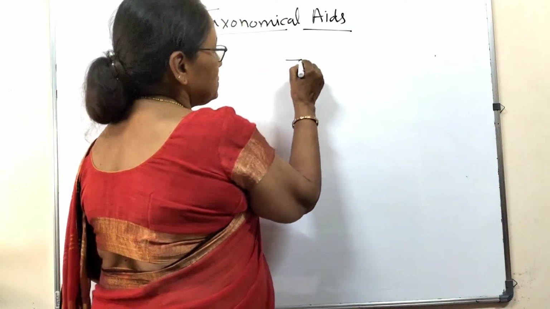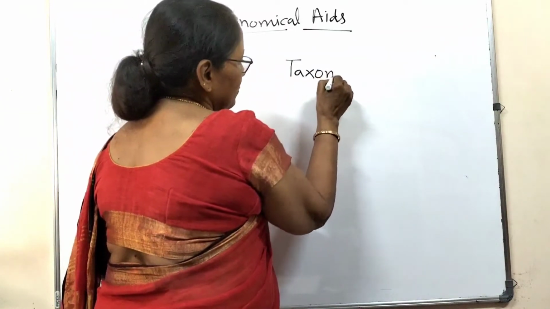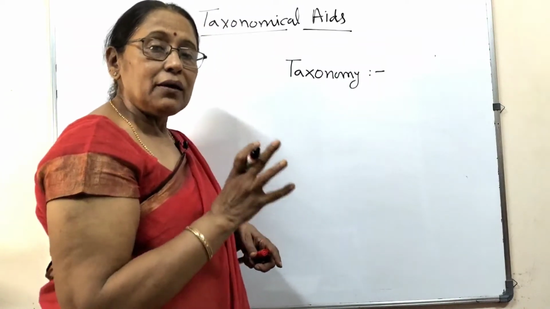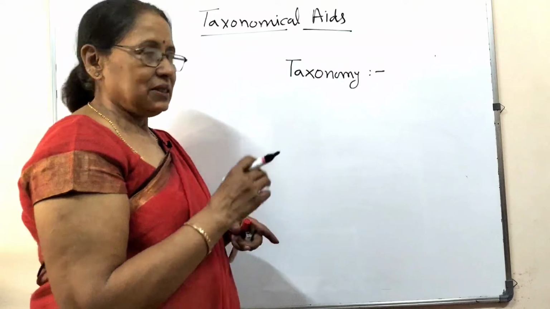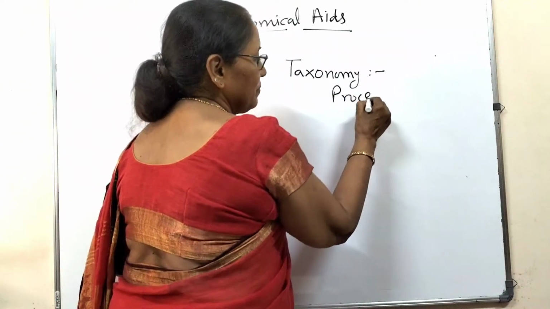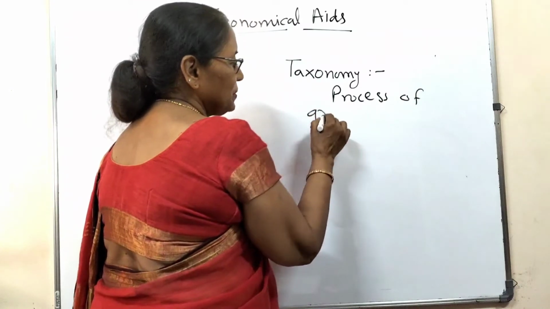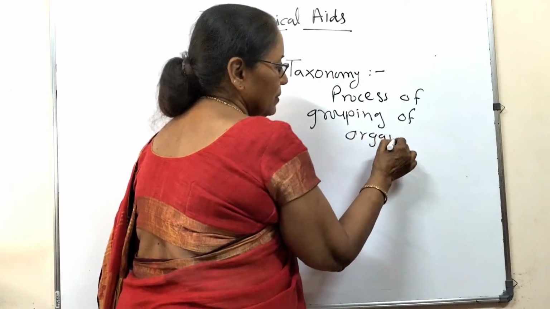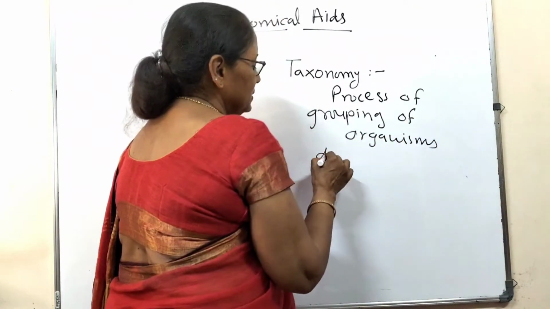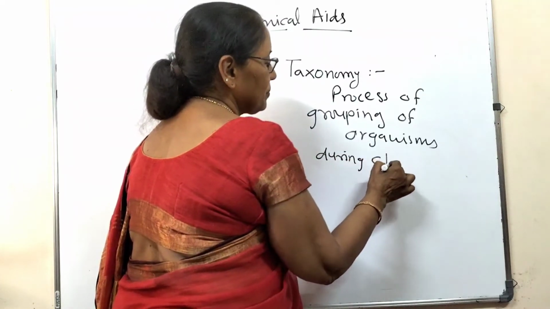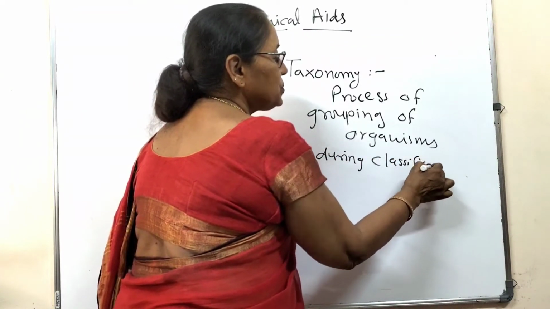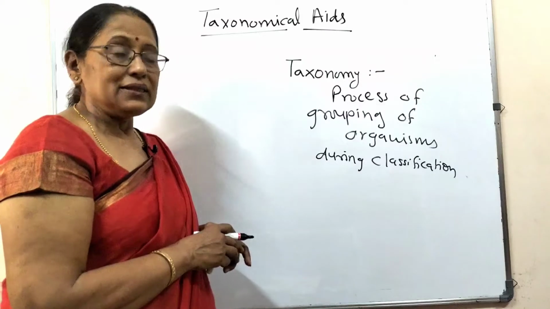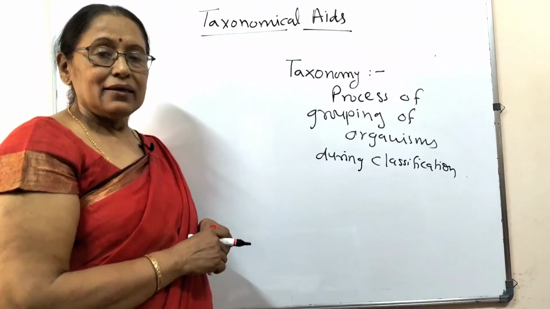Taxonomy, as you know now students, you are now very much acquainted with this term. Taxonomy is the process of grouping of organisms during classification. And those tools which help in this taxonomical process, they are called taxonomical aids.